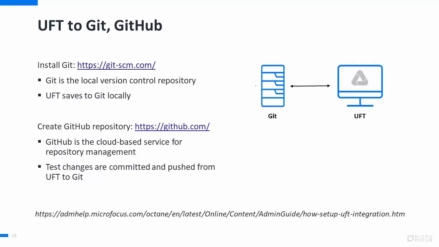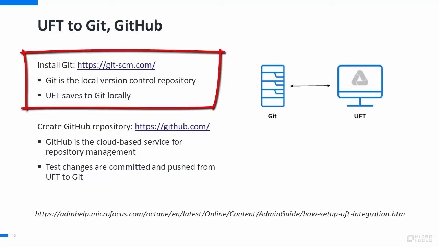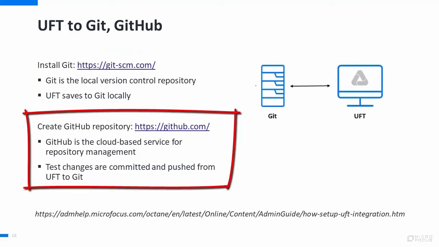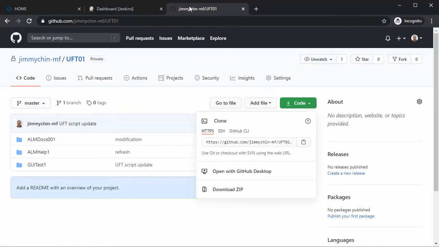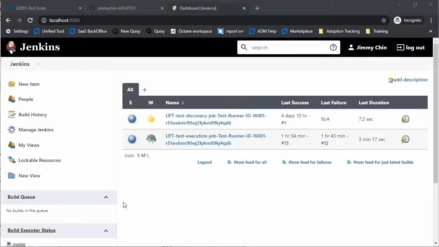For the UFT side, Git manages the local source code repository. UFT saves scripts to Git locally. GitHub is a cloud-based source code repository. Changes can be committed and pushed to GitHub.